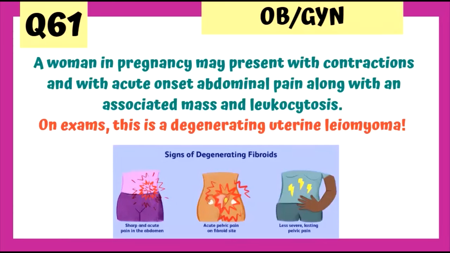Question 61. A woman in pregnancy may present with contractions and with acute onset abdominal pain along with abdominal mass and leukocytosis. On exam, this would be a degenerating uterine leiomyoma, again, where there's pain along with a mass and leukocytosis, that would be a degenerating uterine leiomyoma.